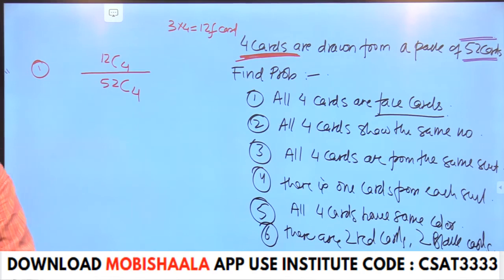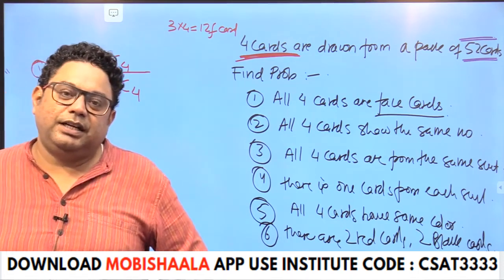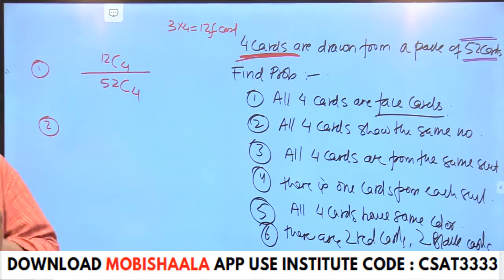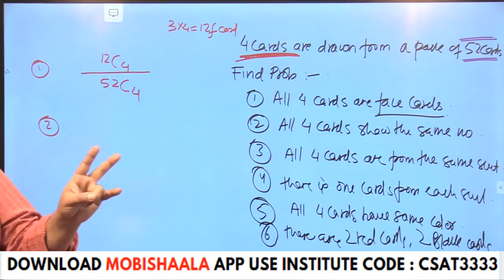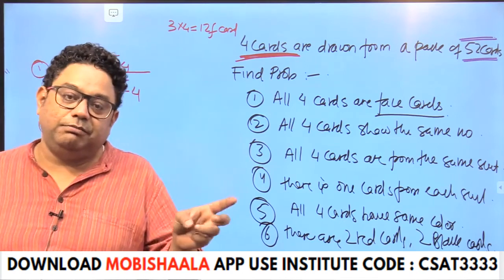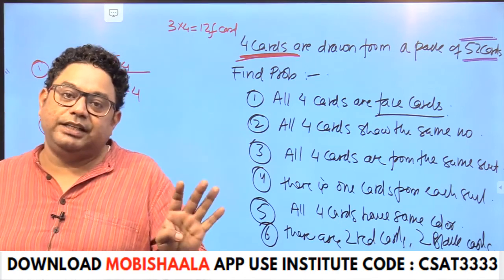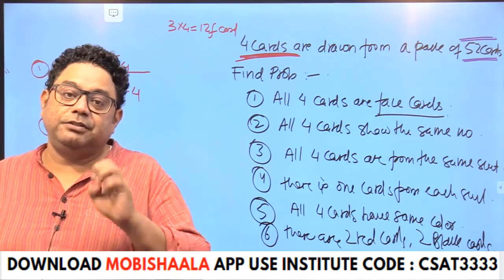Clear? Good. Then question number 2. He says all 4 cards show the same number. So guys, listen, numbers are on what cards? How many cards have numbers? Ace does not have a number, Jack does not have a number, Queen does not have a number, King does not have a number. 4 cards don't have numbers.